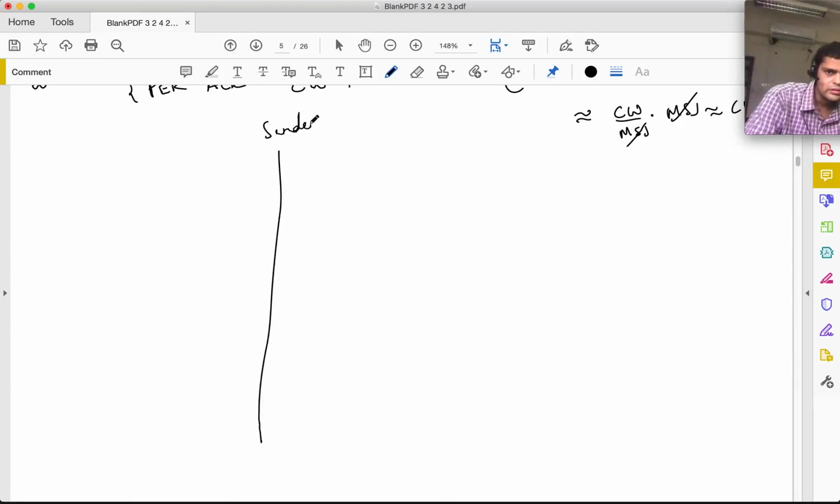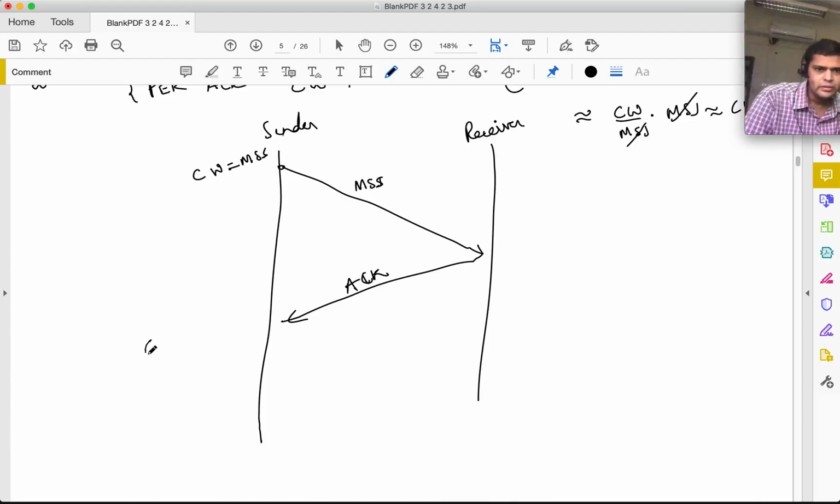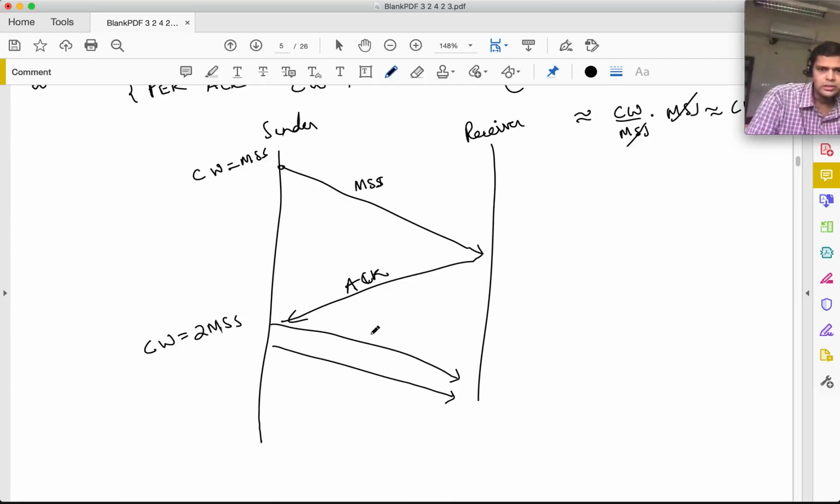So this is the sender and this is the receiver. So initially we are only allowed to send out 1 packet. So this is an MSS, 1 MSS which you sent out, and this is the ACK which comes back. So the congestion window is 1 maximum segment size here. So here congestion window becomes 2 MSS. We are allowed to increase it by 1, which means that we can send out 2 segments, each of size MSS.